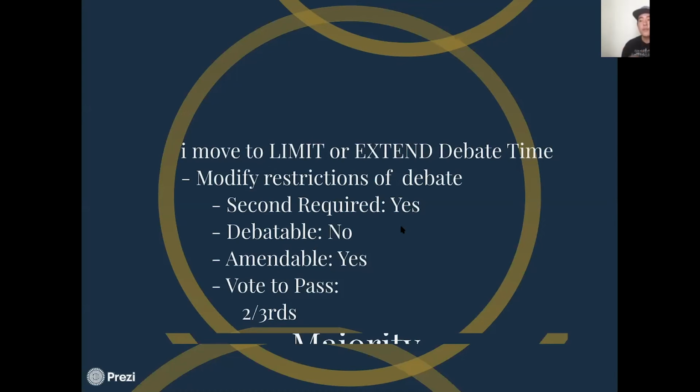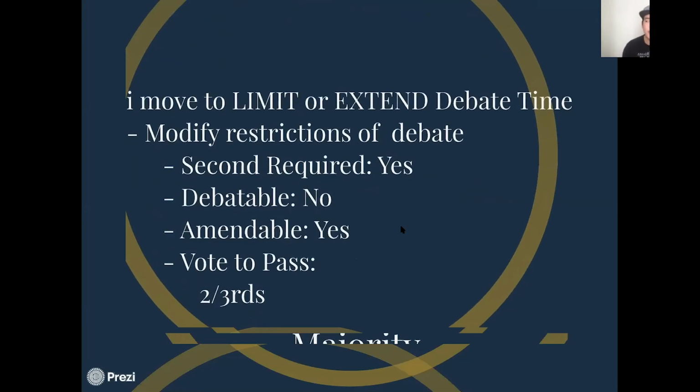And so changing people's amount of time to speak, limiting or extending the amount of time they have to debate, is one of those ways that we can change people's privilege. This requires a 2/3 voting threshold to pass because it is a motion that changes people's rights. But it is not something that is debatable because we're not going to basically talk about whether or not we want to talk about something.